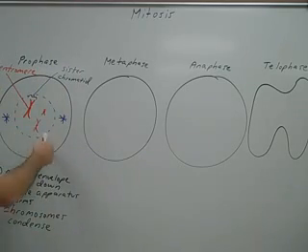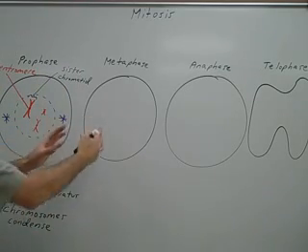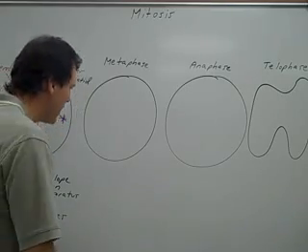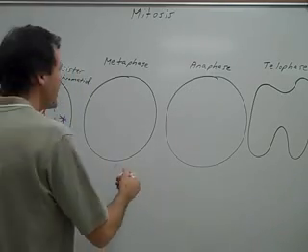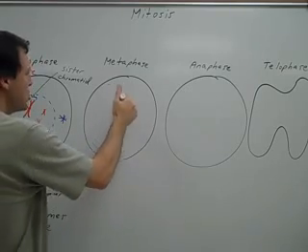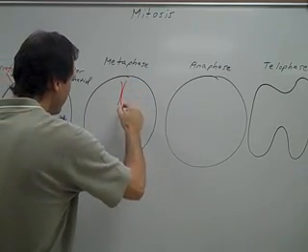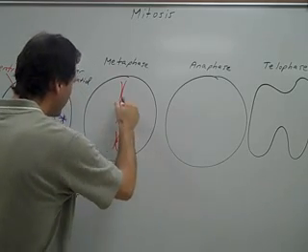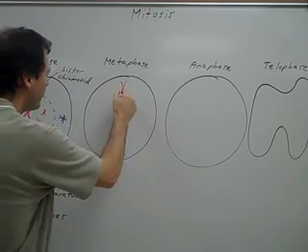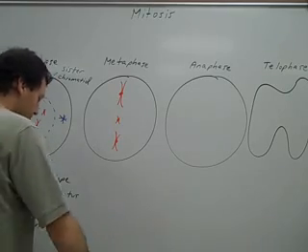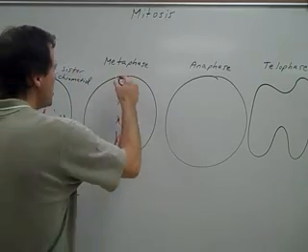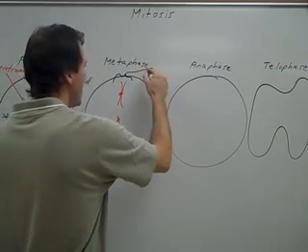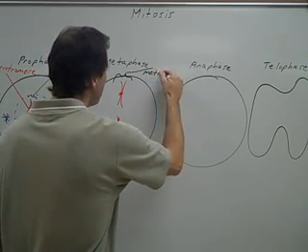Once the nuclear envelope is broken down, we're ready to move on to the next phase called metaphase. In metaphase, the chromosomes are going to begin to line up in the center of the cell. And the center of the cell, we're going to give it a special name. We're going to call the center of the cell the metaphase plate.